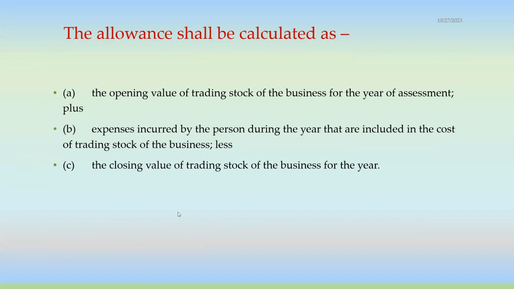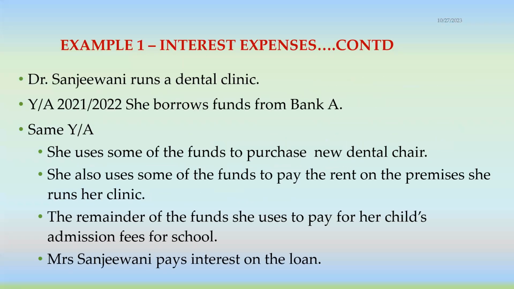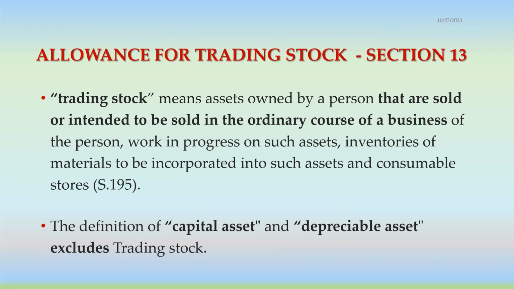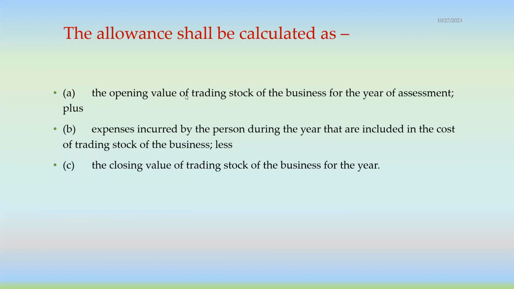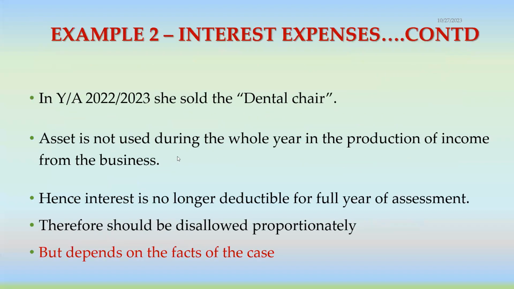Because it's directly connected to the revenue generation, madam. Yes, directly connected to the revenue generation. And the other reason? For the calculation of business income, actually this is only applicable for the business. Section 13 is applicable only for the business income.